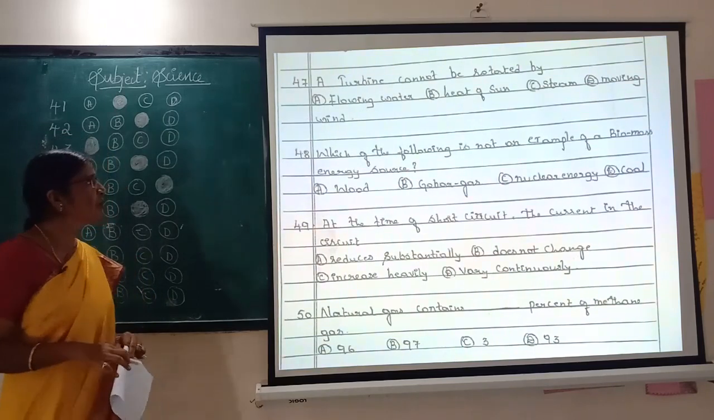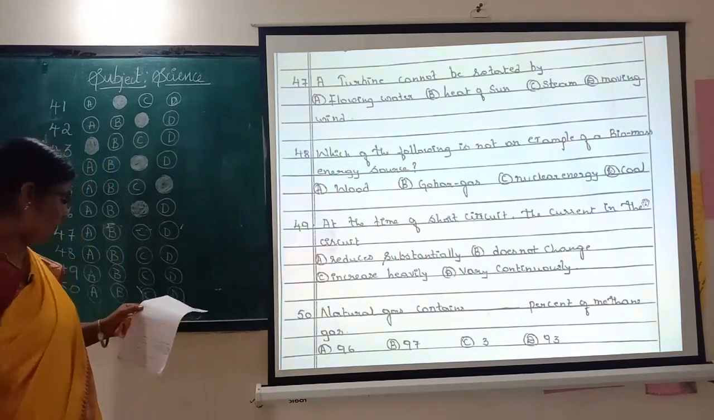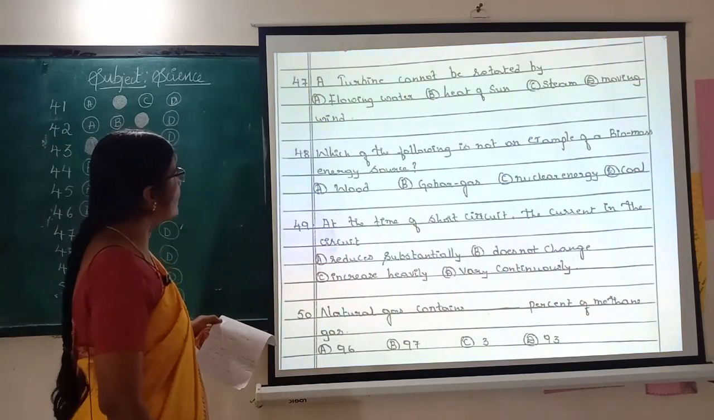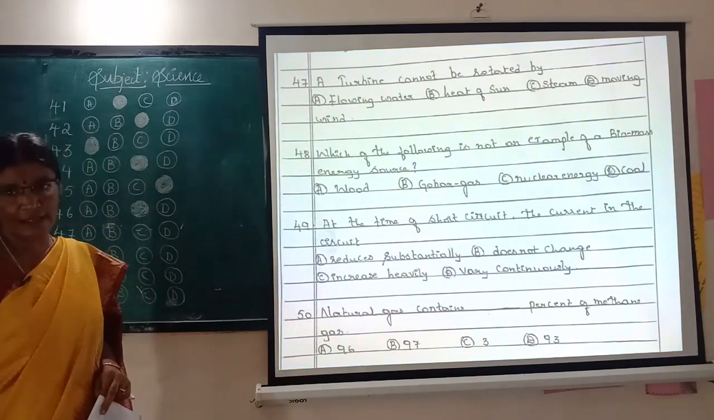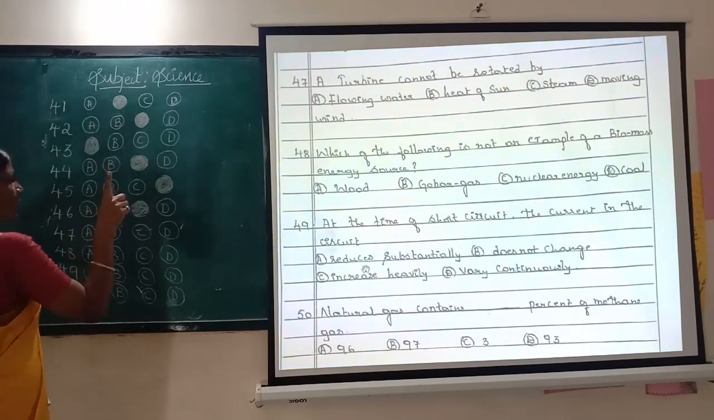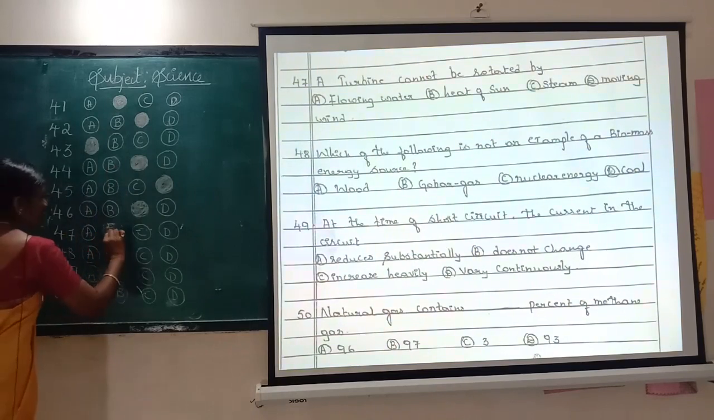Option A is flowing water, B option is heat of the sun, C option is steam, D option is moving wind. I think B is the right answer. Heat of the sun. Same, 47th question, B option. 47th question, B option you should shade, children.